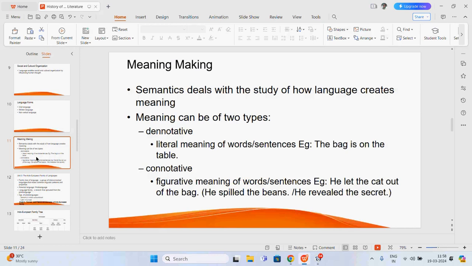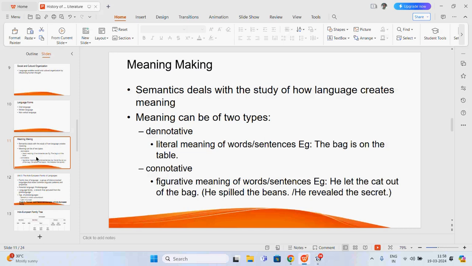Suppose I say the pen is in my bag, or I say the bag is on the table. The meaning that is conveyed is one single meaning. It is the denotative meaning. It is the literal meaning. There is no further meaning that you can devise out of that sentence. The pen is in the bag. Put the pen in the purse. Take out your wallet. The bag is on the table. All these convey to us one single straightforward meaning. It is the literal meaning that is being conveyed. This is called the denotative meaning.